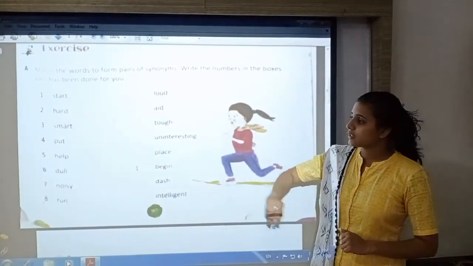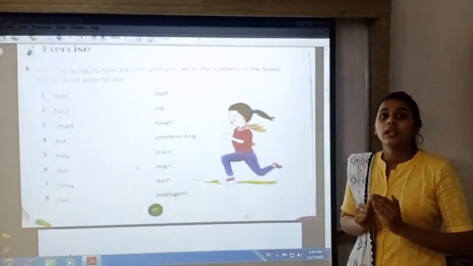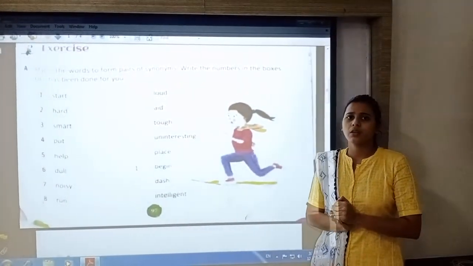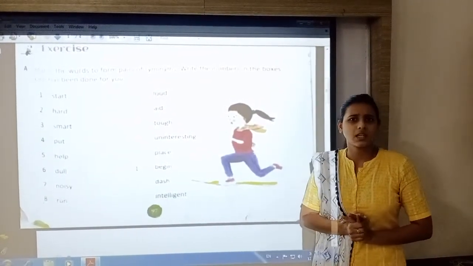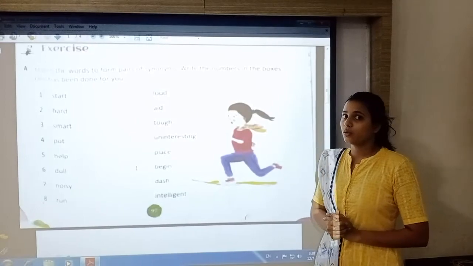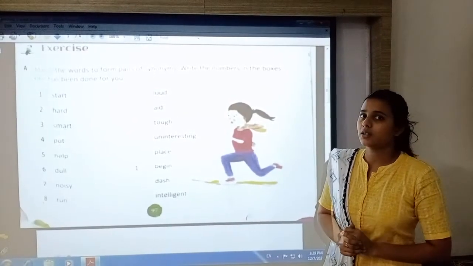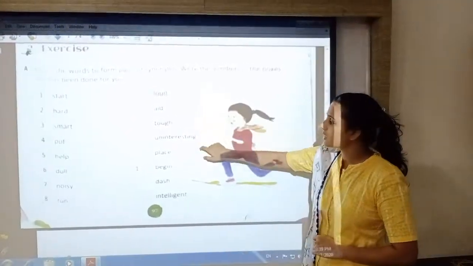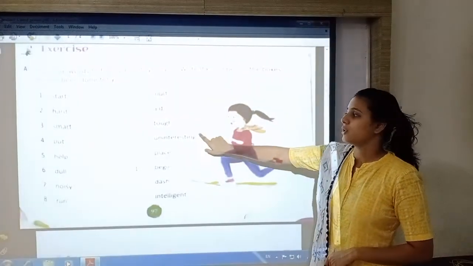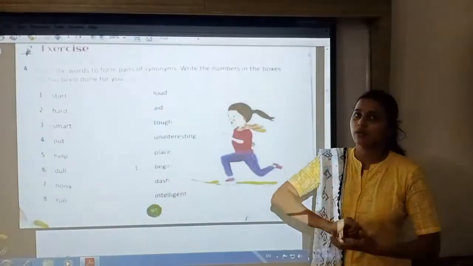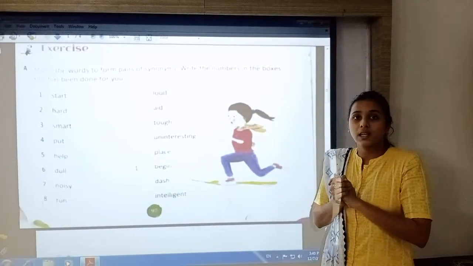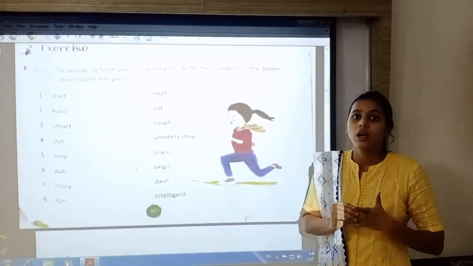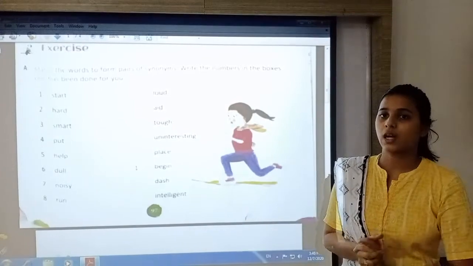Next word is dull. Dull means something which is not so interesting, which is not so exciting, जिसमें ज़्यादा मज़ा नहीं आता. So dull, that means uninteresting. Here we can see uninteresting. So we will match uninteresting with dull. Noisy, जिसमें बहुत ज़्यादा आवाज़ होती है. Something which has too much sound.